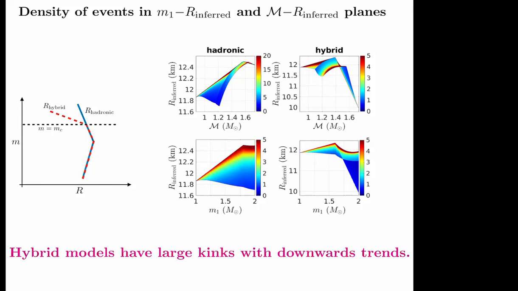The bottom line message that I want to convey here is that this observable, this inferred radius, is very sensitive to kinks in MR curves, and in particular, MR curves that have large kinks, hybrid models in particular, will give you downward trends at large chirp mass or mass M1. So that's why this is a useful observable to look at.